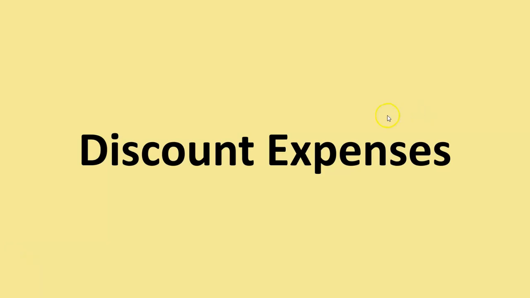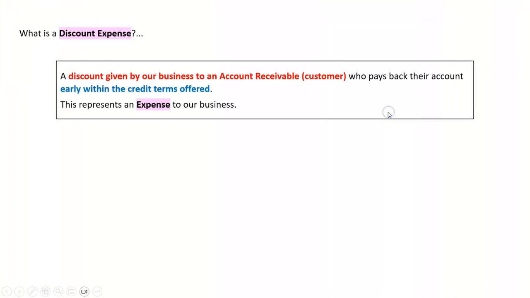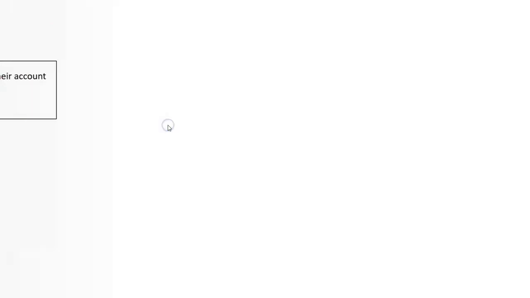Now that we're up to selling inventory on credit, we're going to have to deal with something called a discount expense. So what is that? Discount expense is a discount given by our business to an account receivable or customer who pays back their account early within the credit terms offered. And this is going to represent an expense to our business.